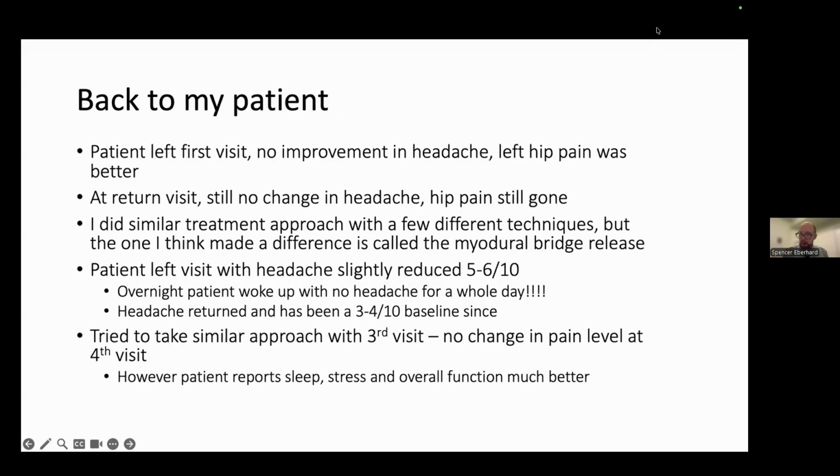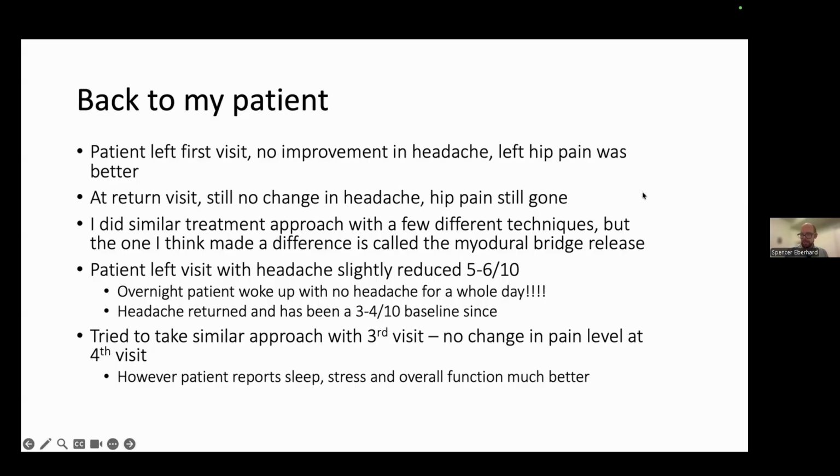So now I did a lot of this treatment, and so let's go back to my patient and how she did with this approach. When she left the first visit, there was no improvement in headache, but the left hip pain that I treated was better. And at the next visit, she said, "Yeah, I've never had problems with my left hip since you treated that. It was just like a miracle. It was good." I'm like, "Great."